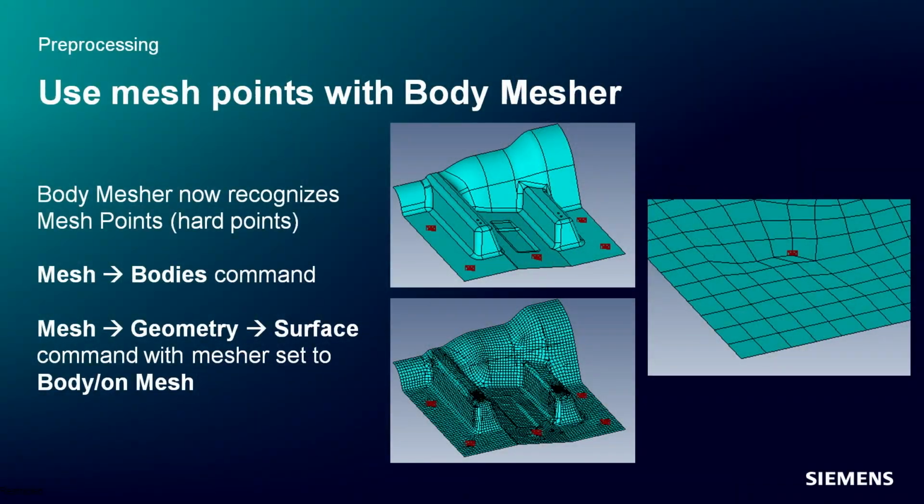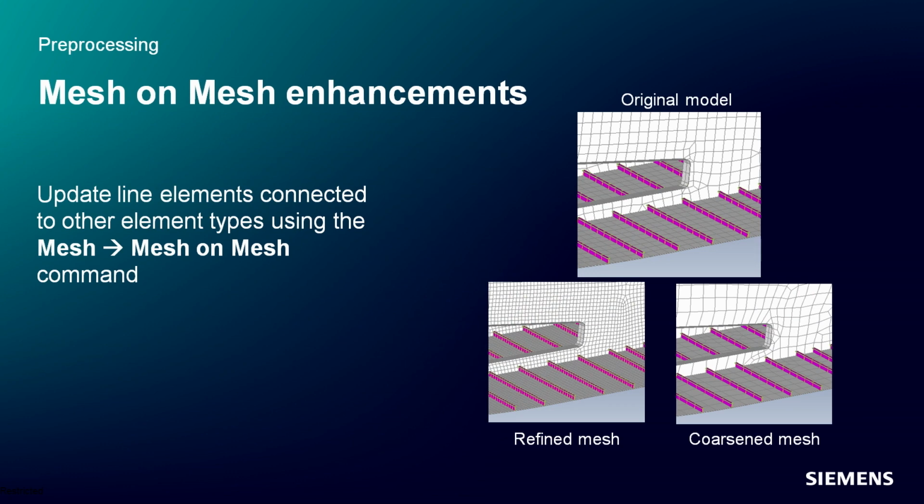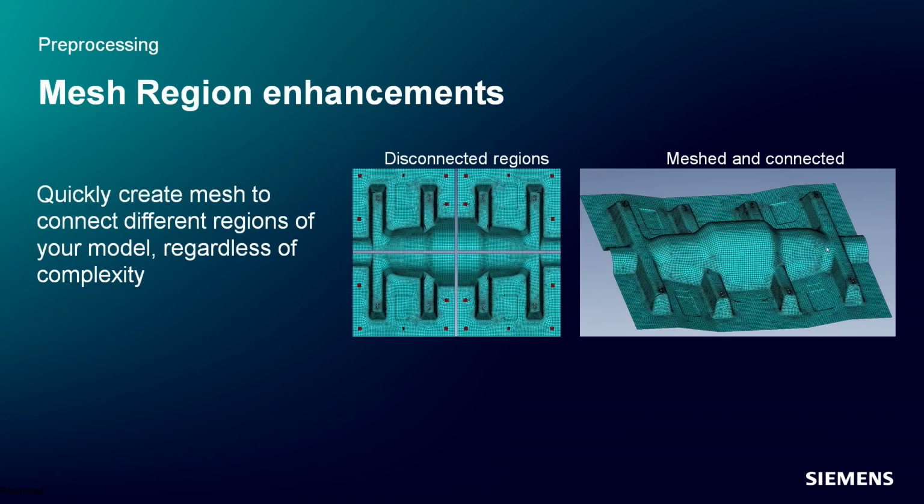Various meshing enhancements are now available in both FEMAP 2301 and 2306. For 2301, the Mesh Bodies command now recognizes mesh points, while the Mesh on Mesh command can now update line elements connected to shell elements being remeshed. In addition, a long-time meshing command, Mesh Region, has been made more powerful in 2306 by streamlining the selection of entities used to define the region.